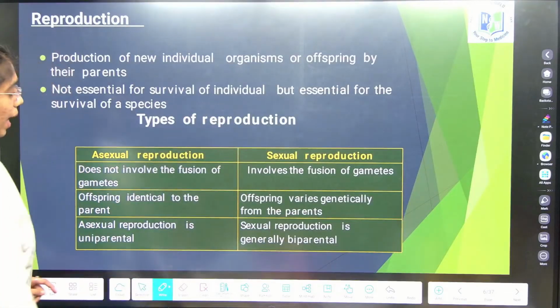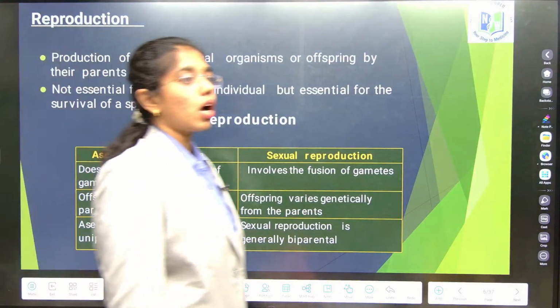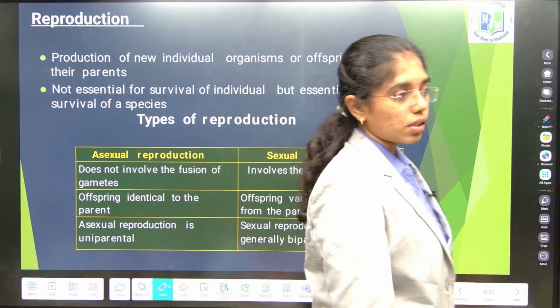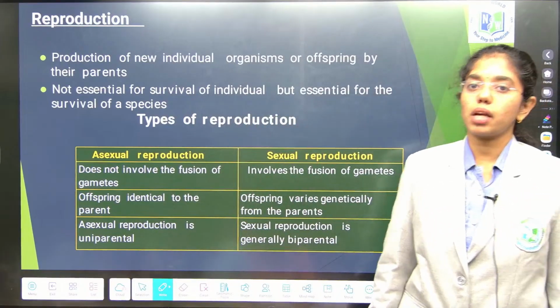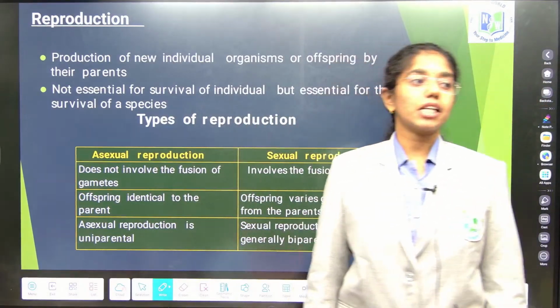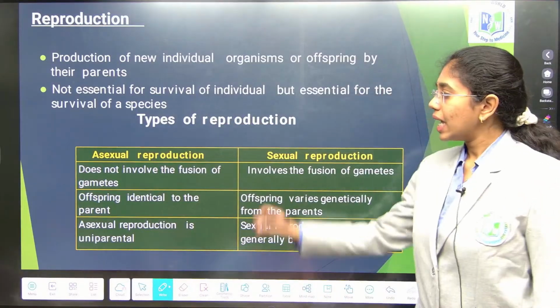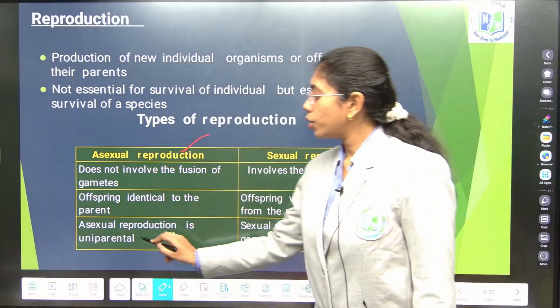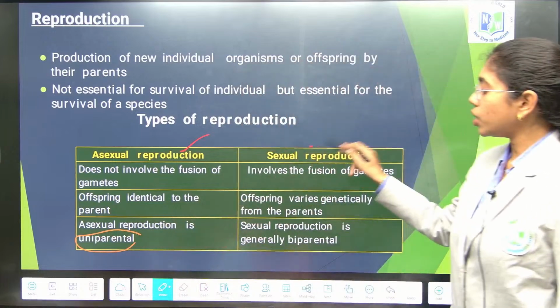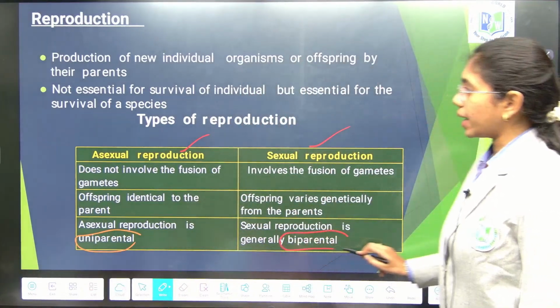We have different types of reproduction based on how many gametes, parents are involved, whether fusion of gametes are involved or not. As such, we have two types. One is asexual reproduction, which is uniparental. Sexual reproduction, which is biparental.